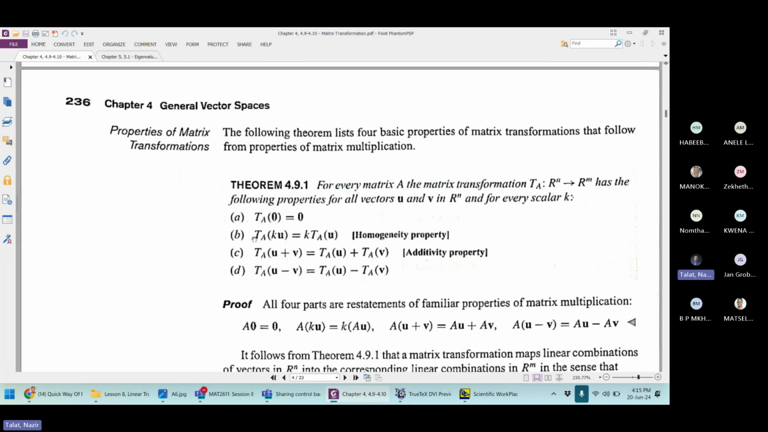Moreover, if you take A of ku, then the answer will be k times TA of u. The k can be taken as a common factor, and this is called the homogeneous property of this operator. Furthermore, T of u plus v, meaning A of u plus v, is the same as Au plus Av. So this is the additive property, or you can see that it's a distribution. Similarly, T of u minus v is equal to T of u minus T of v.